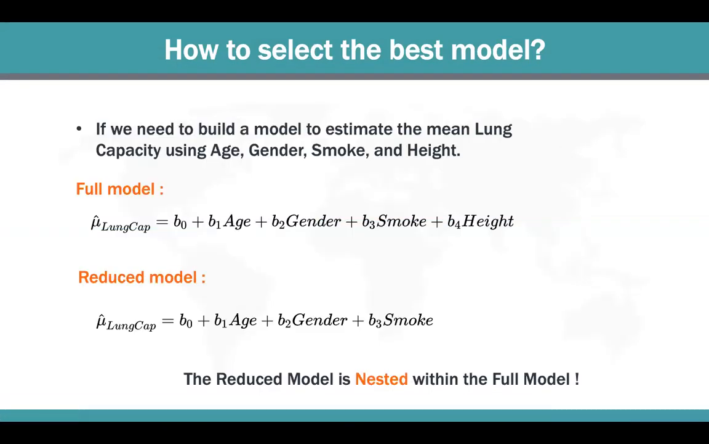Let me give you an example about it. If we need to build a model to estimate the mean lung capacity using age, gender, smoke, and height, the full model would be the mean lung capacity with age, gender, smoke, and height. And if we want to remove the height, because we think the height is not useful to predict the lung capacity, this model we call the reduced model. So the reduced model is nested within the full model.